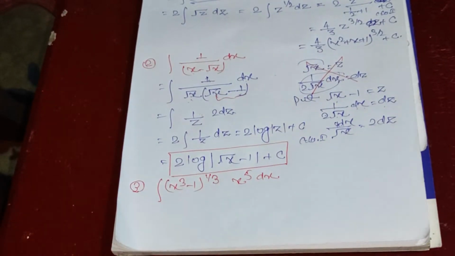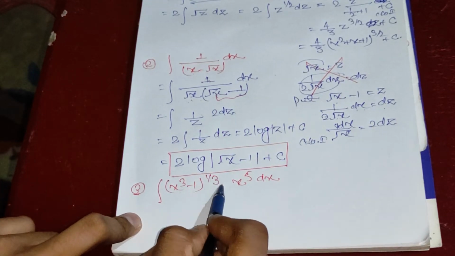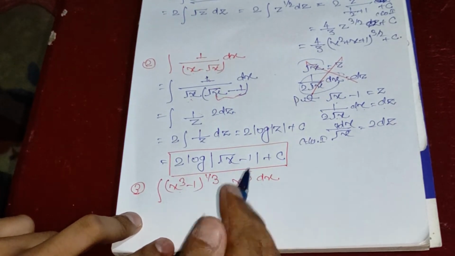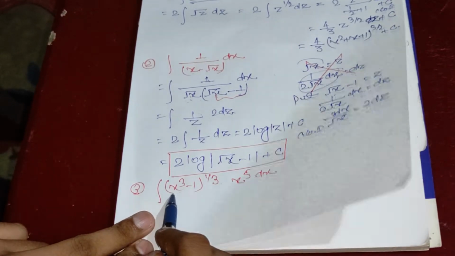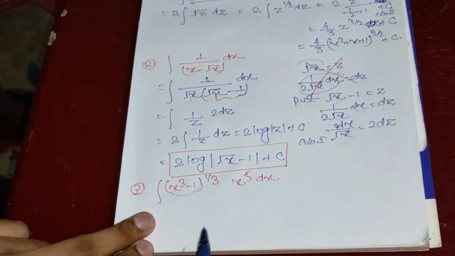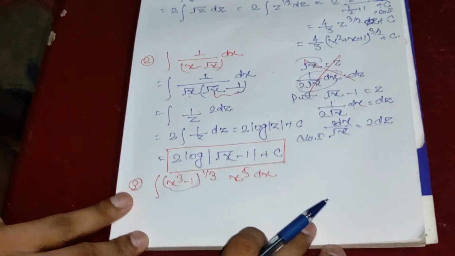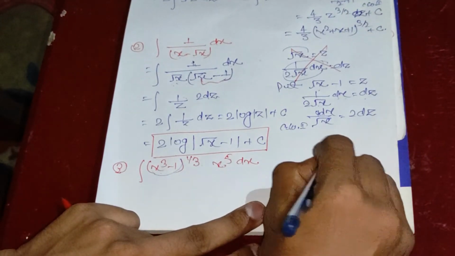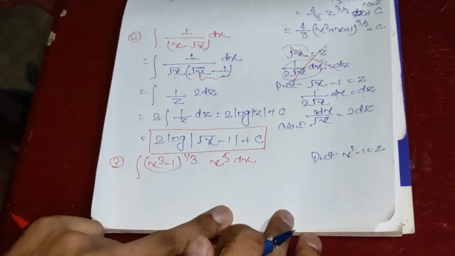Now the next question is that you have to find the integration of (x cube minus 1) to the power 1 by 3 times x to the power 5 dx. Whenever you get a term whose power is a fraction, you always assume that term having the power as another variable. So here we will put x cube minus 1 equal to z.